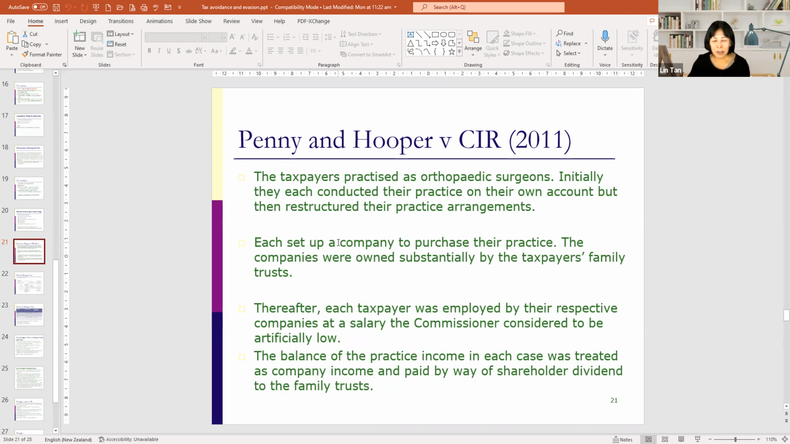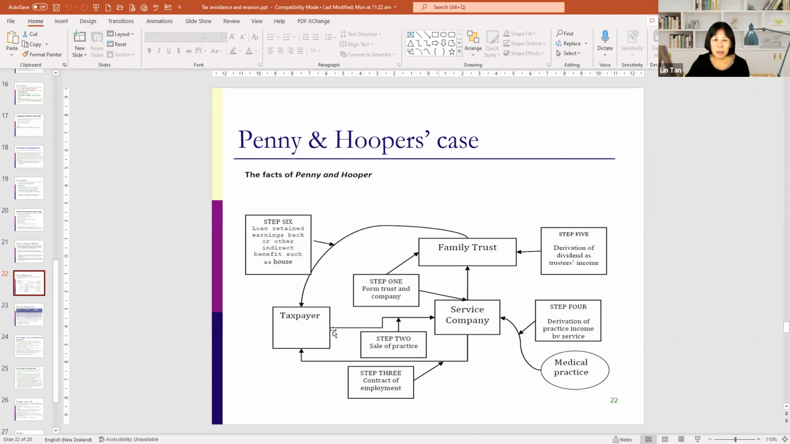Probably they sought the advice of an expert who said, maybe you restructure, that might be a good way to go about it. And this is what actually happens. This is the taxpayer who were initially running their own practice. What they did was they formed a family trust and they also incorporated a company. And the family trust actually owns the company.